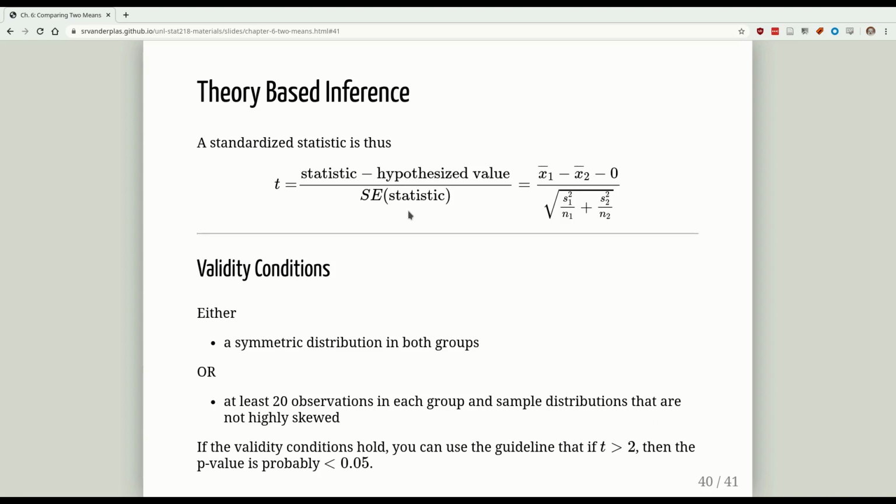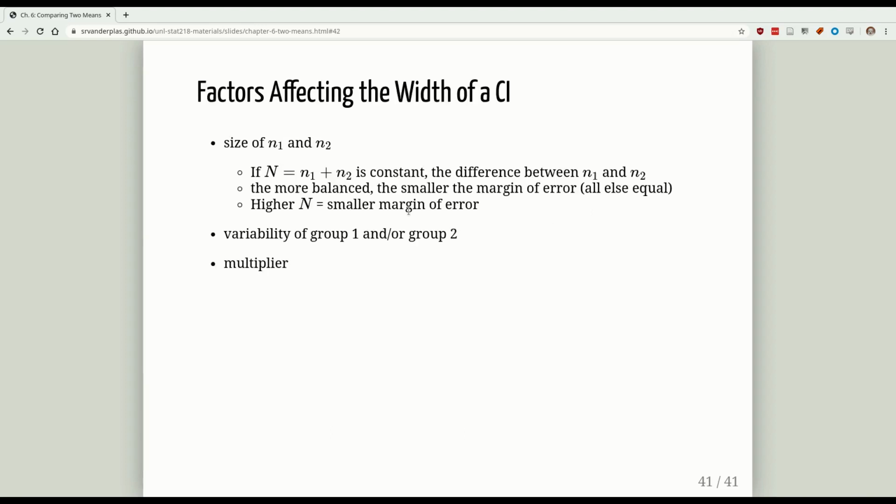So if the validity conditions hold, you can use the guideline that if you get a standardized statistic of more than 2, the p-value is most likely less than 0.05. Therefore, you can conclude that there's evidence against the null hypothesis and reject it and conclude that the alternative hypothesis is a more probable explanation.